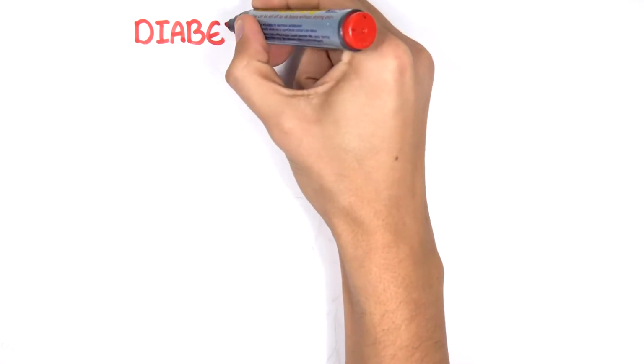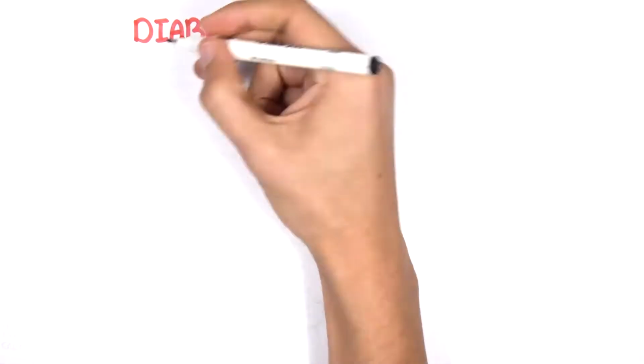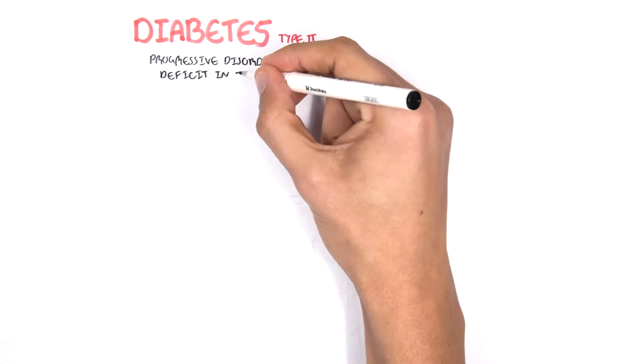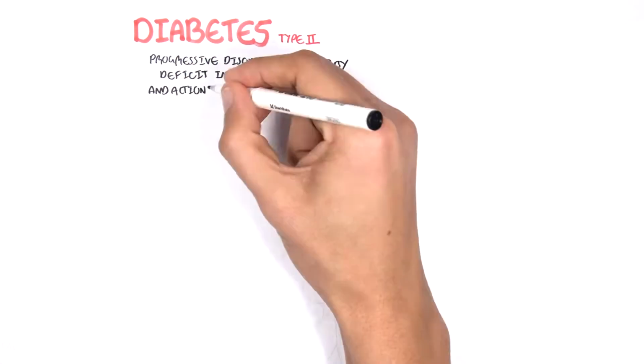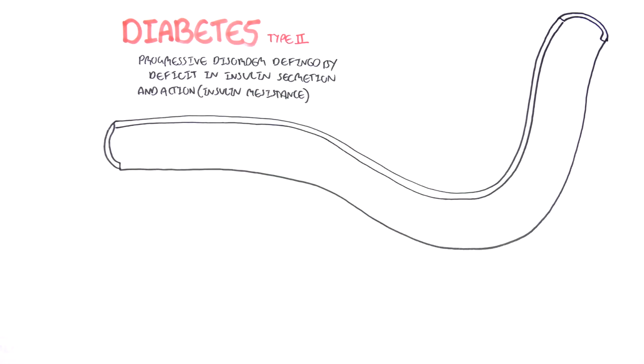In this video, we're going to look at diabetes mellitus 2, or diabetes type 2. Diabetes type 2 is a progressive disorder defined by deficits in insulin secretion and action. What I mean by deficit insulin action is insulin resistance.